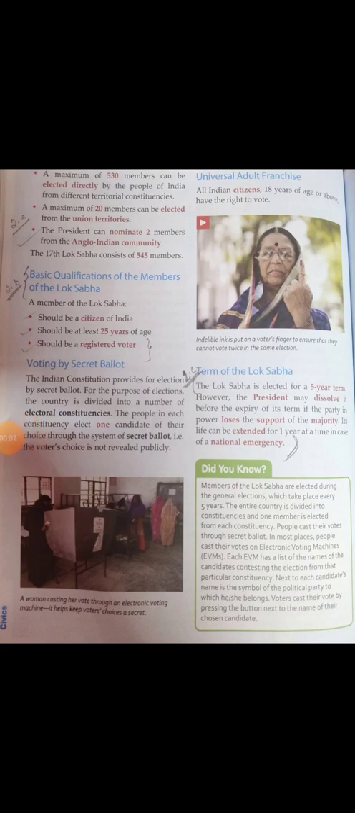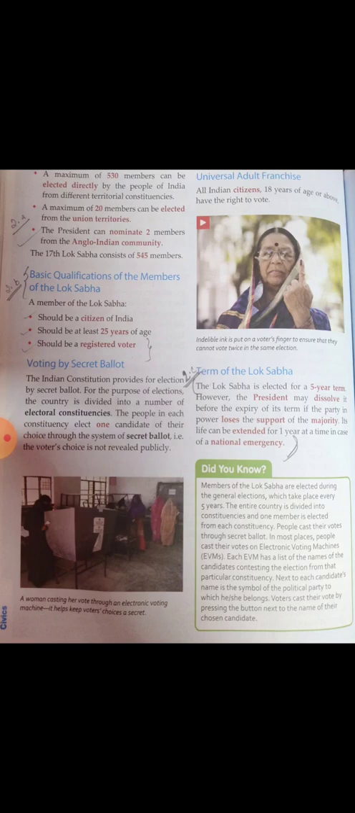Today we are going to complete chapter number 16, that is the Union Legislature. In my previous video I have explained about the Union Parliament, that is we are having two houses and we are calling it bicameral legislature. Today we are going to discuss about the Lok Sabha and the Rajya Sabha. So Lok Sabha is the lower house and Rajya Sabha is the upper house. So we are calling our parliament as bicameral legislature.